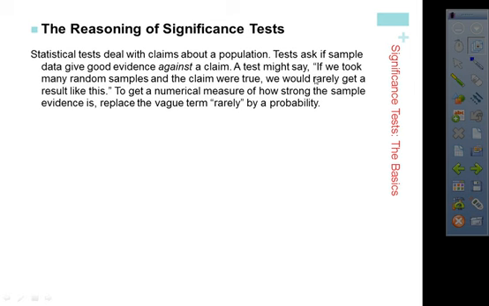Tests ask if the sample data, so then we actually take data, which is a sample, gives good evidence against the claim. A test might say, if we took many random samples and the claim were true, we would rarely get a result like this. To get numerical measures of how strong the sample evidence is, replace the vague term rarely by a probability. So we would, this percent of the time, get results like this. We're going to replace the word rarely with the actual probability.